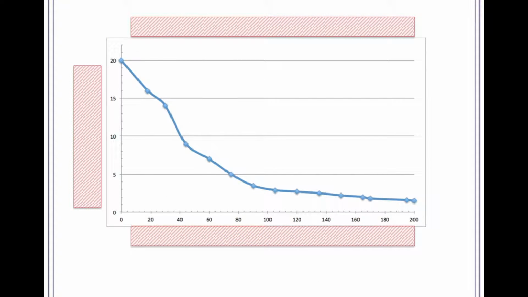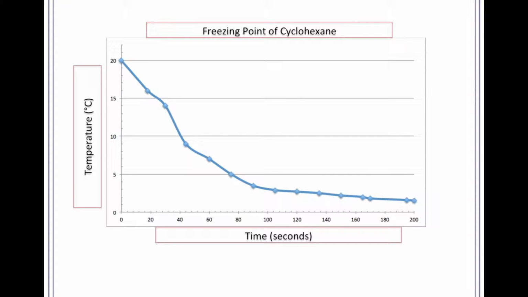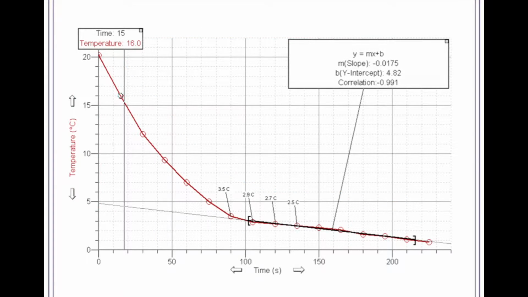In order to be able to interpret this data, we need things like labels on the axes and a title for the graph. Suppose now I tell you that the title of the graph is the freezing point of cyclohexane, and the x-axis is labeled time in seconds, and the y-axis is labeled temperature in degrees Celsius. Does that provide a bit more context into understanding what the graph is able to tell you? I would hope so. Let's have a look at an actual graph generated in the lab.